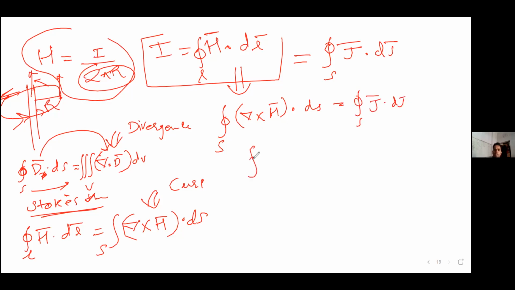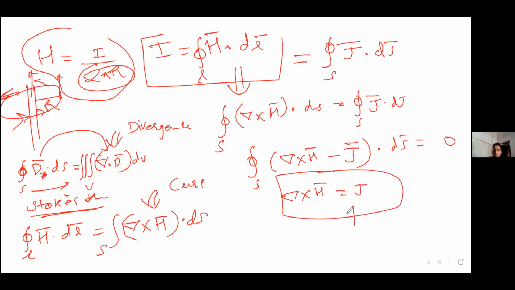So from here I can write the surface integral of del cross H bar minus J bar dot ds bar is equal to 0. So from here, what I get is del cross H bar is equal to J bar. So this is our Ampere's circuital law.